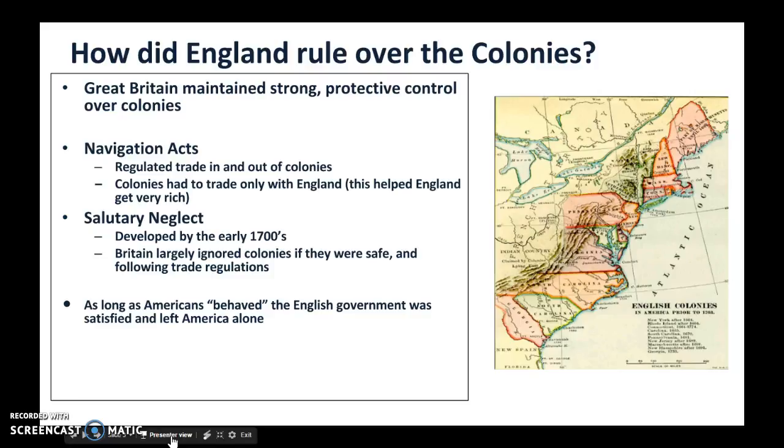Internal matters, local affairs, that kind of stuff was all being handled over here by colonial leaders. As long as the Navigation Acts were being maintained and as long as all of that trade was going through England, England was satisfied. And Americans, for the most part, were satisfied as well, because being a colony of England made them essentially a part of one of the more powerful countries on the globe at that time, and there were a lot of benefits that came along with that.